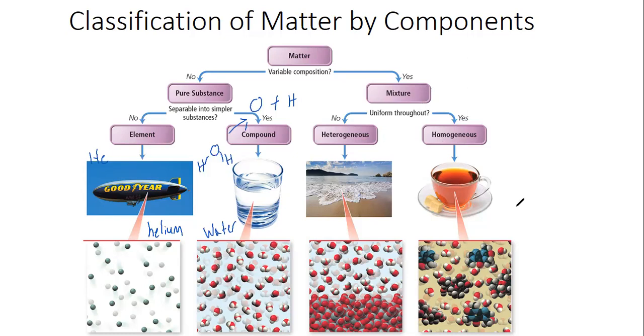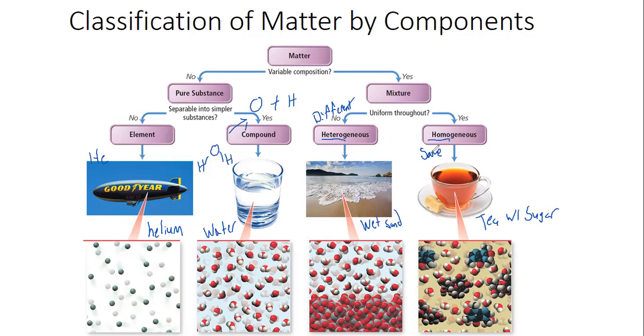The picture we have on the left for heterogeneous is wet sand, while on the right, we have tea with sugar. So let's just look at these words. Hetero means different. Homo means same. Anytime you see words that begin with either hetero or homo, that's what those prefixes mean. They mean different or same.